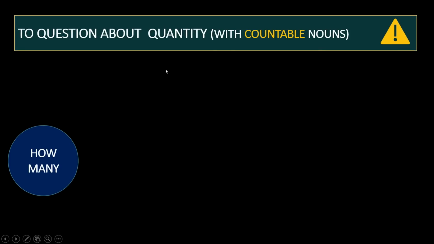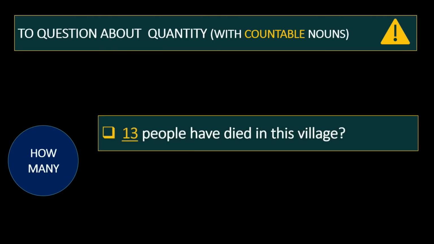Now, how many? A question about quantity, this time with countable nouns. See here. When we use this question, the answer that we get is something that can be counted, like 1, 2, 3, 4. See, 13 people have died in this village. Now, the focus word or the focus number here is 13.